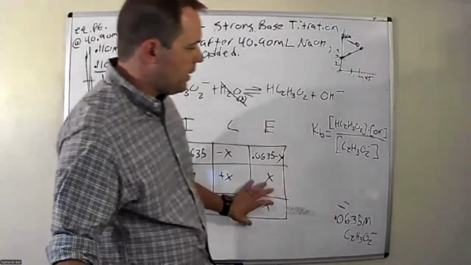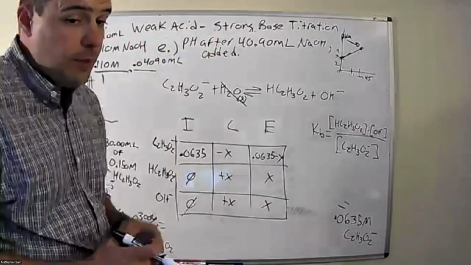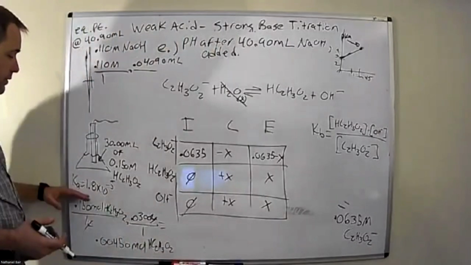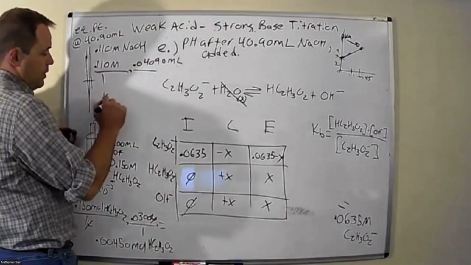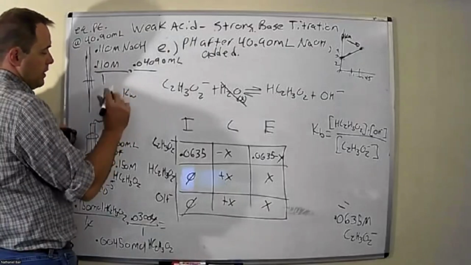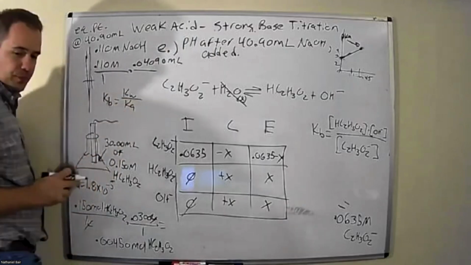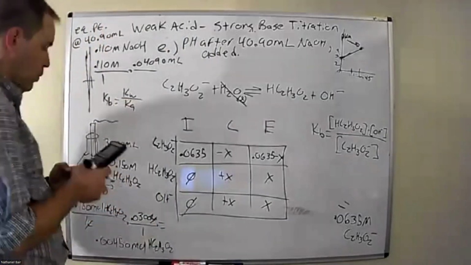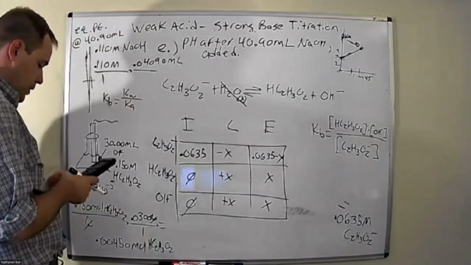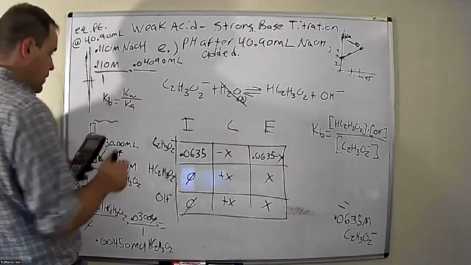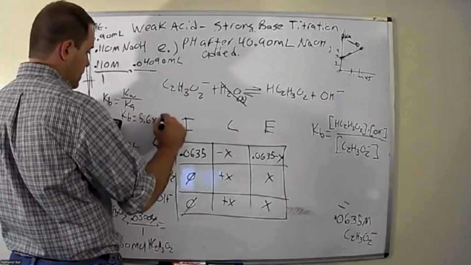Now I'm going to plug these values into the Kb expression. But I need a Kb. Now I have the Ka of acetic acid, so I need to turn that Ka into a Kb. So the Kb is going to be Kw divided by Ka. So 1 times 10 to the negative 14th divided by 1.8 times 10 to the negative 5th. That's a Kb value of 5.6 times 10 to the negative 10th.